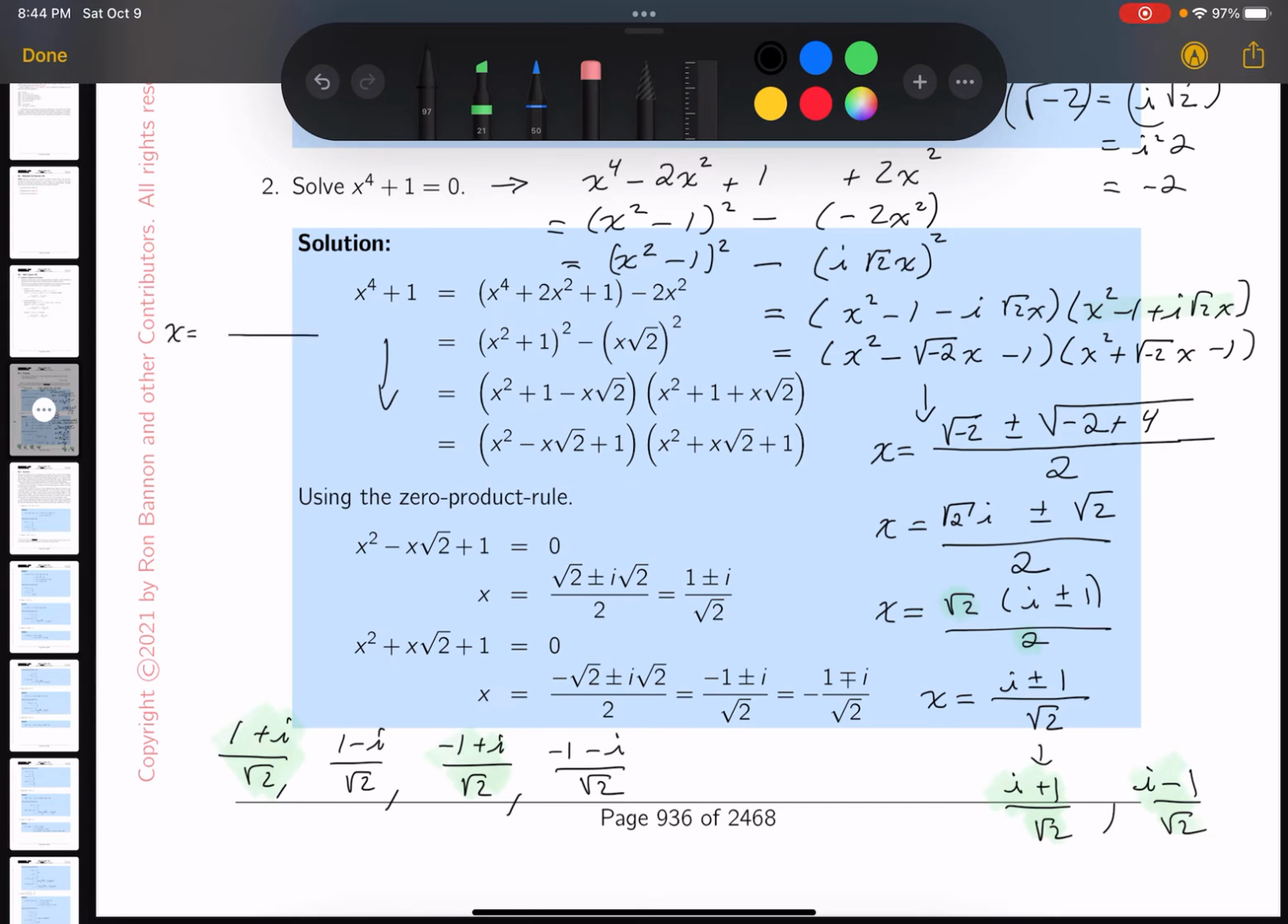I'll put a little fraction bar there. And again, we're doing this one here now. I'm sorry, it's right over here. So the opposite of b, that's going to be minus the square root of minus 2, which is root 2 i.